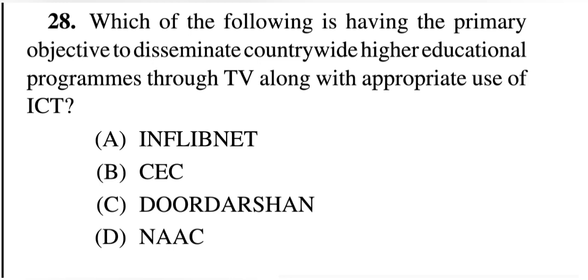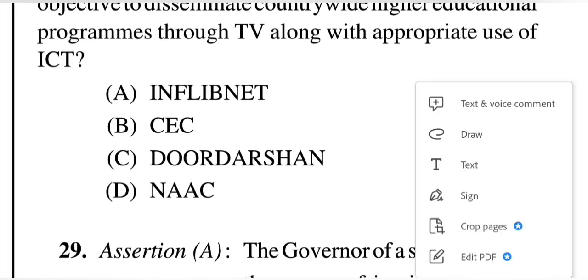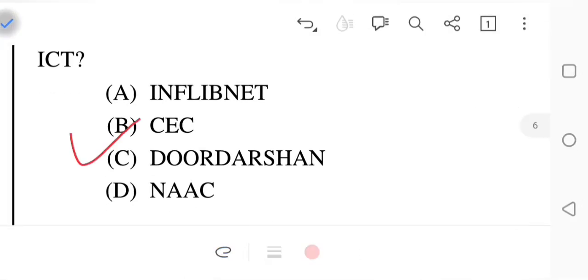28, correct answer of this question will be CEC is having the primary objective to disseminate countrywide higher educational programs through TV along with appropriate use of ICT. CEC. So YouTube is also a part of information and communication technology, which can be used in a classroom along with Google Docs or Google Classroom, many products related to Google, but they are also helpful in educational sector. So those can be called as ICT. CEC is the correct answer. I don't know the full form of this word. Please try to know it.